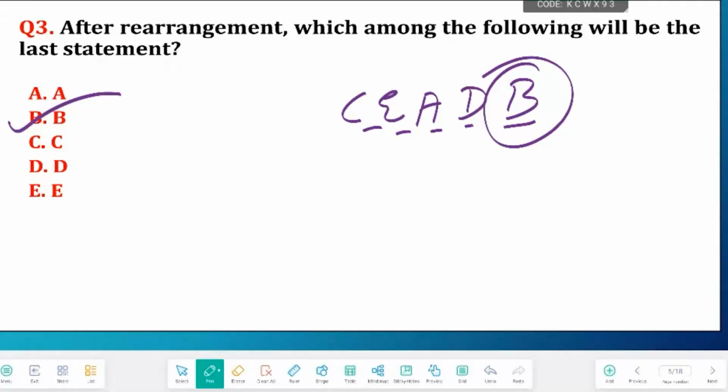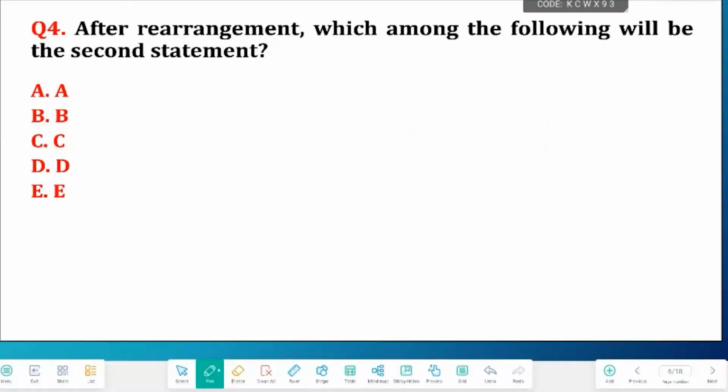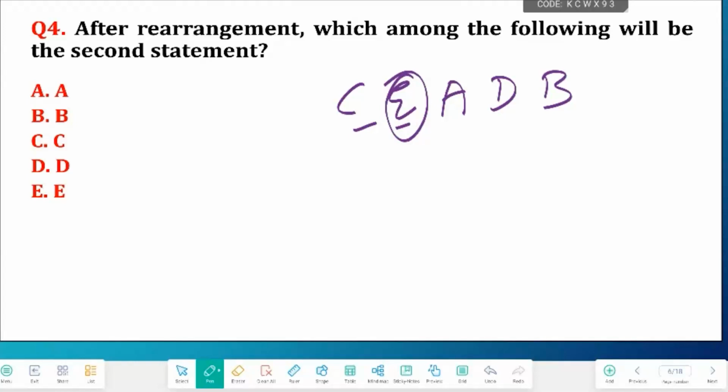Let's move ahead with the next question. And here it is on your screen. After rearrangement, which among the following will be the second statement? What was the sequence? CEA, DB. So second statement, 1, 2. Statement E will be your second statement. Correct answer will be E for England.